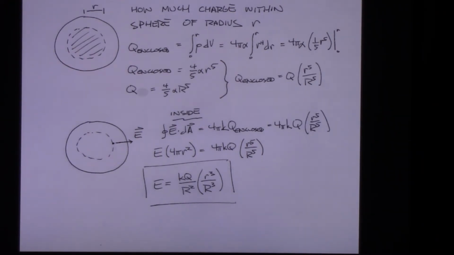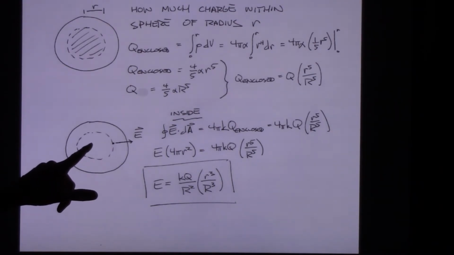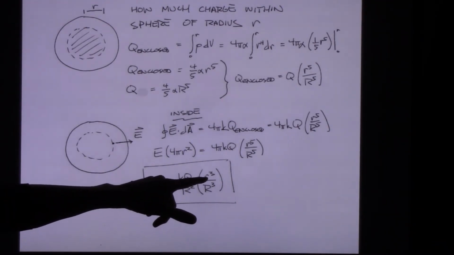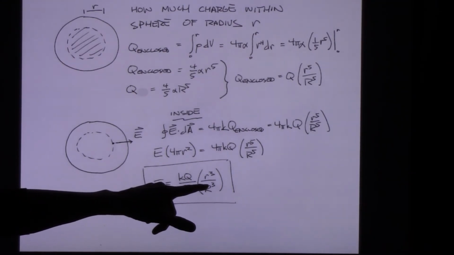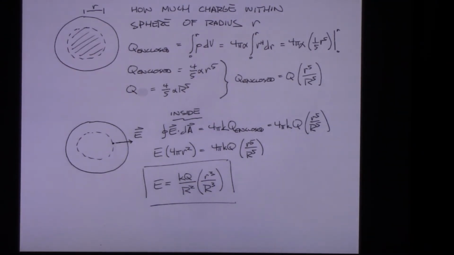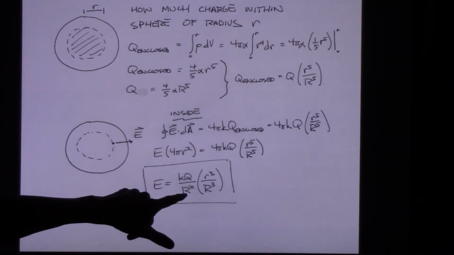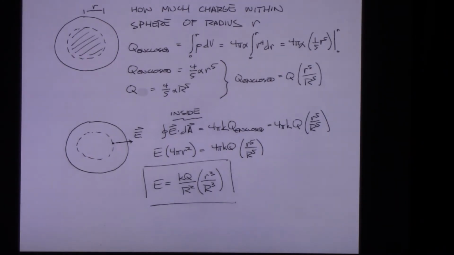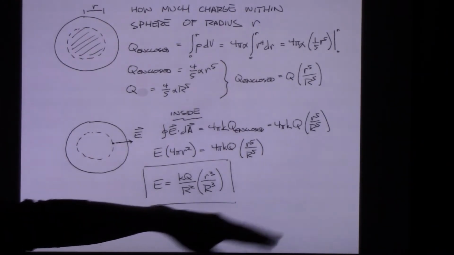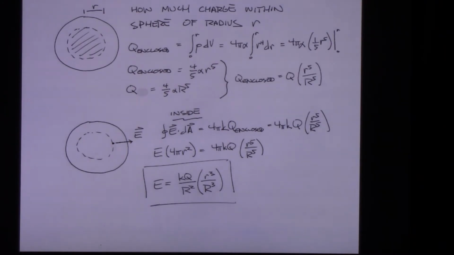Again, the prediction at the center is that the electric field is 0, and this time instead of increasing linearly, it increases like a cubic function. So by the time we get to the surface, the E field is back to kq over r squared. All right. I should have thrown a graph in here too, like we did with the other example.